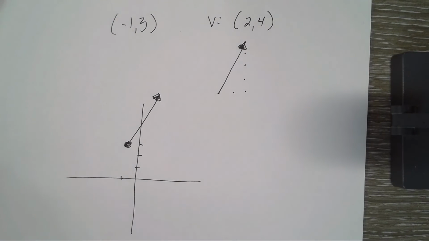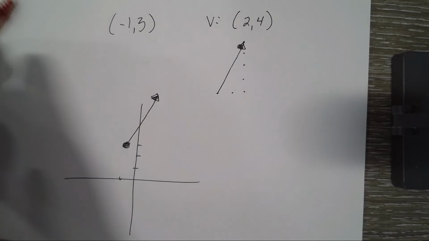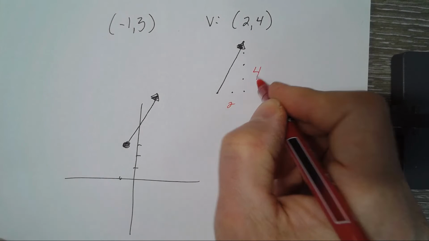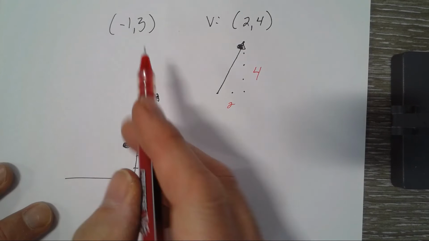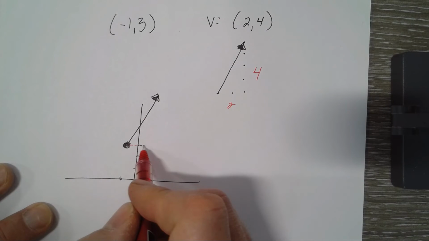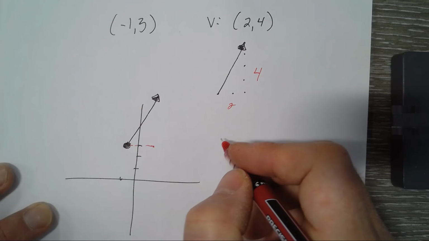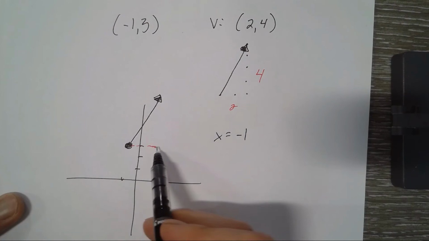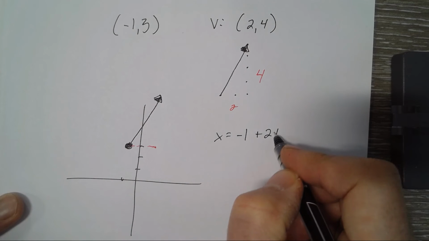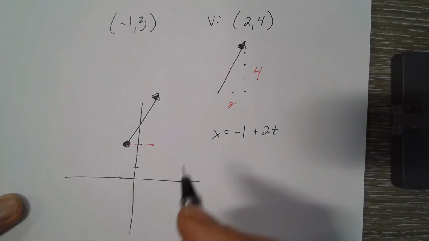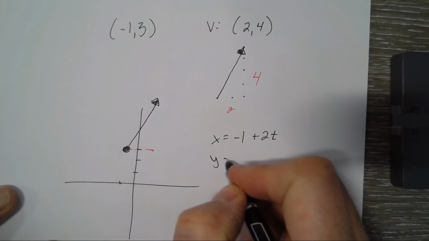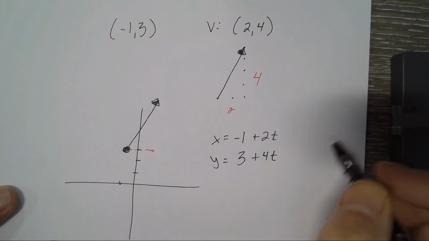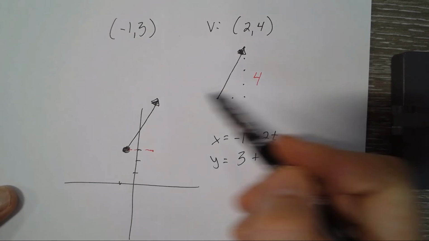So to set up parametrics, this vector is 2 to the right and up 4. So from this point, negative 1, 3, we're going to go 2 to the right. So our parametric would be x equals negative 1, and we're going 2 to the right, so plus 2t. And our y is going to start at 3, and we're going to go up 4t. So after 1 second, we're at the end of this vector right there.